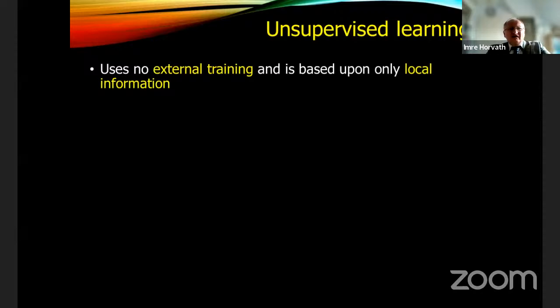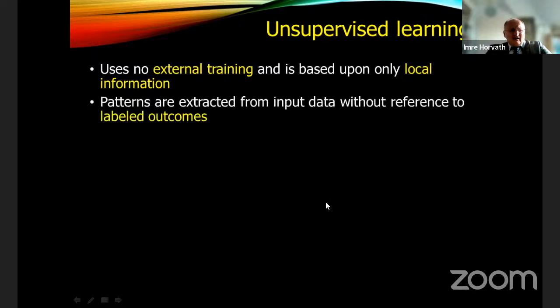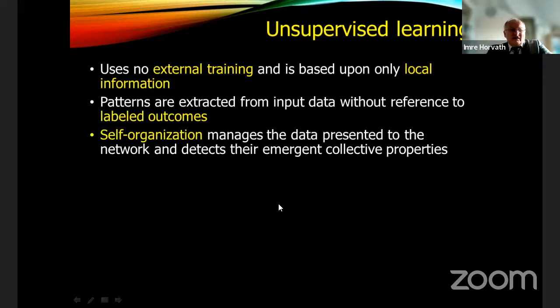The major characteristic of unsupervised learning is that it uses no external training and it is based exclusively on local information, which is in the data and in the problem. The goal of unsupervised learning is to extract patterns from the input data without reference to labeled outcomes, because actually there is no labeled outcome provided. So by program self-organization, unsupervised learning mechanisms manage the data presented to the network and detect their emergent collective properties.